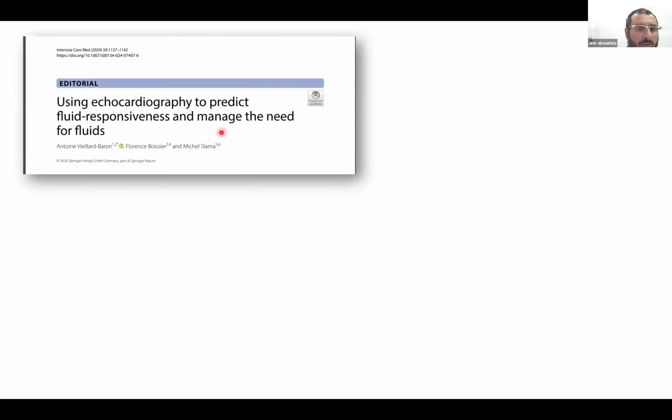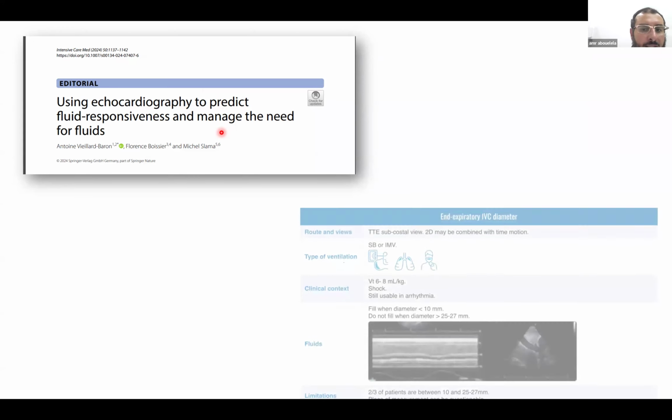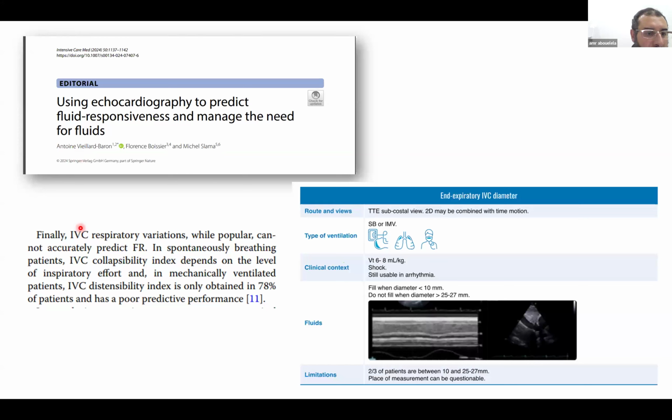This is one of the very important studies published this year by Antoine Baron and Michel Slama, eminent figures in hemodynamics and echo. They mention here, finally, that the IVC respiratory variation, while popular, cannot accurately predict fluid responsiveness. In a spontaneously breathing patient, the collapsibility index depends on the level of inspiratory effort. And in a mechanically ventilated patient, distensibility is only obtained in 78% of patients and has poor predictive performance. This is one of the devastating or frustrating reports about the measurement of the IVC. Actually, it's not the only one.